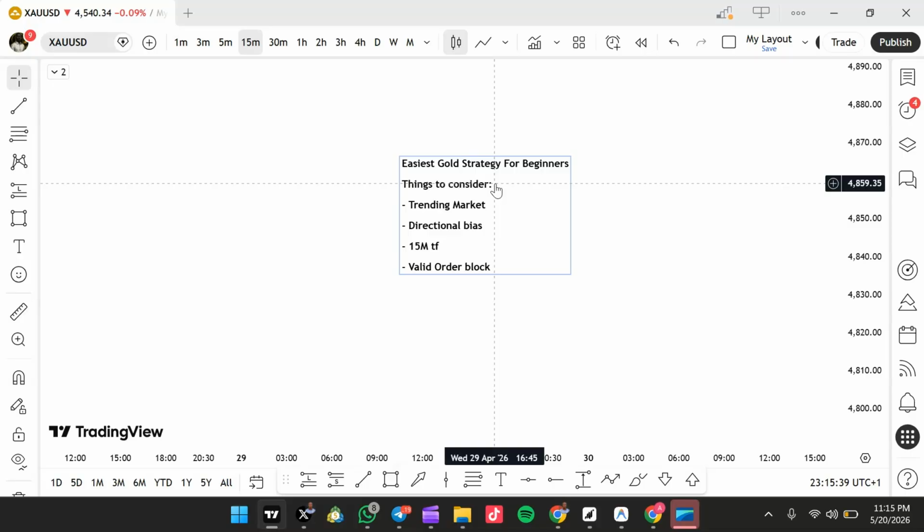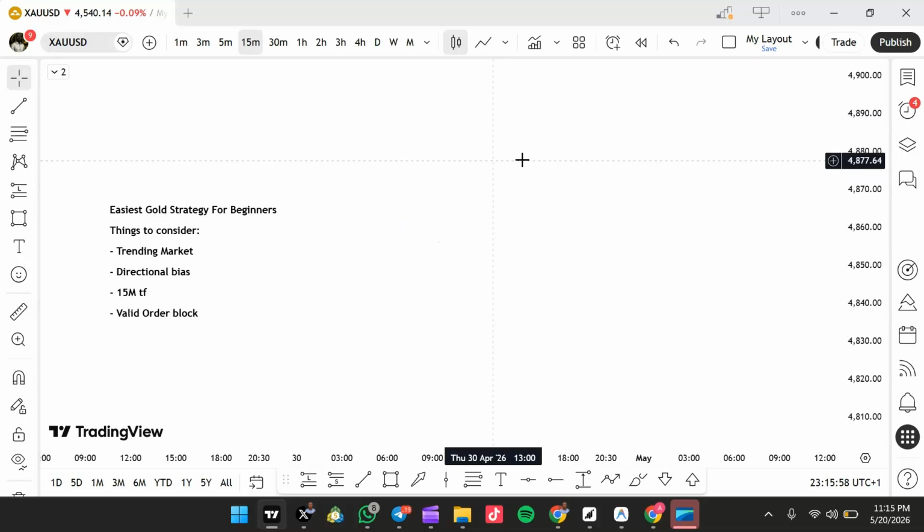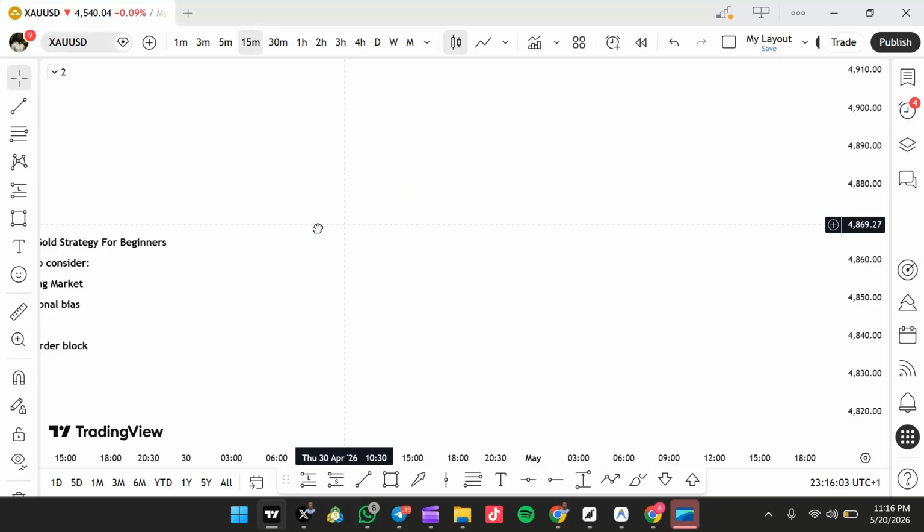Now, before I begin, there are certain things you need to take note of if you want to trade this strategy. Number one thing is trending markets. Make sure you identify the trend of the market. Make sure the market is either trending bullish or trending bearish, right? So how do you know?